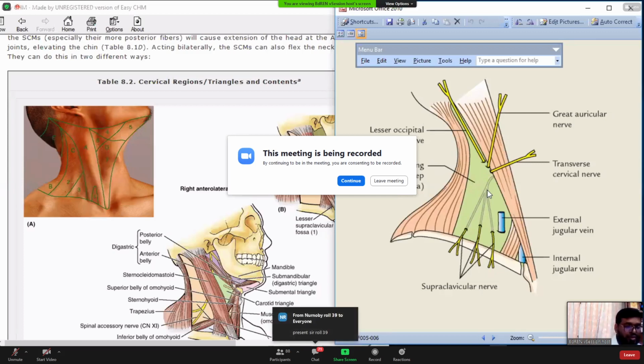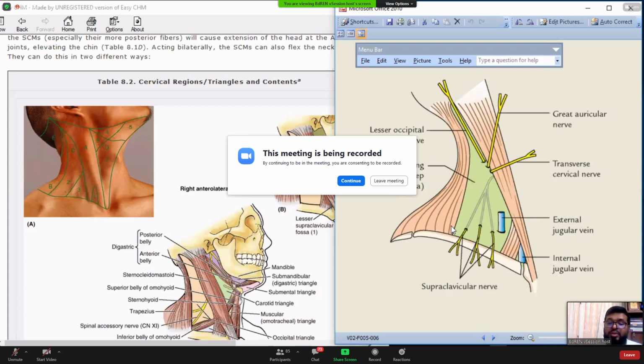Now, I've told you there are some superficial structures in these regions as well. One very important one is the platysma muscle, right? I showed you the platysma muscle in the last class. That is a big superficial muscle within the superficial fascia, and it forms a guide for surgeons giving incisions, particularly if the incision is not made meticulously.